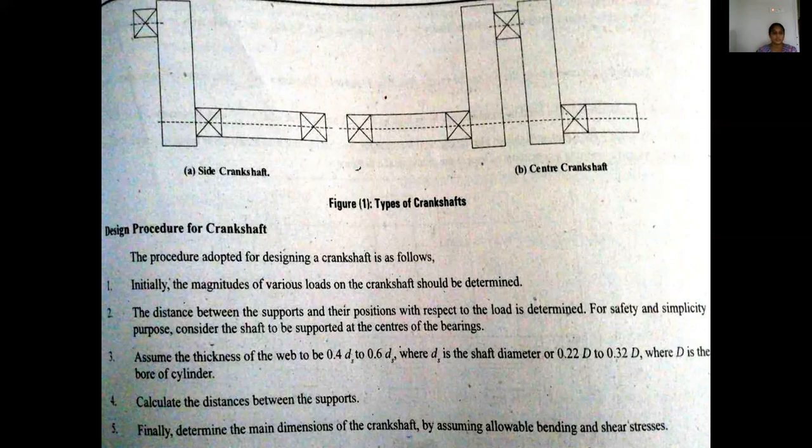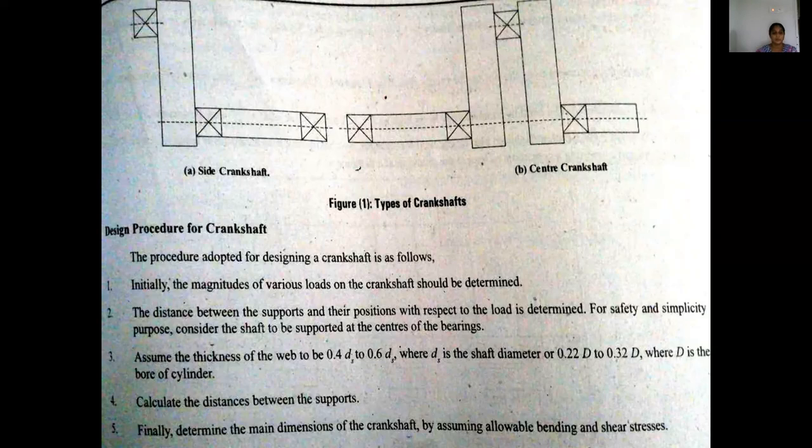Design procedure of crankshaft. The procedure adopted for designing a crankshaft is as follows. Initially, the magnitude of various loads on the crankshaft should be determined. The distance between the supports and their positions with respect to the load is determined. For safety and simplicity, consider the shaft to be supported at the centers of the bearings.